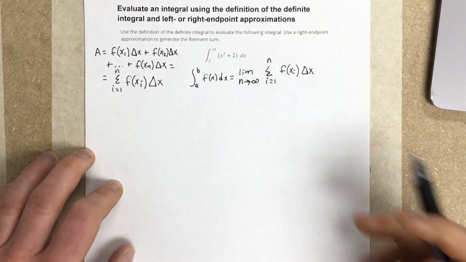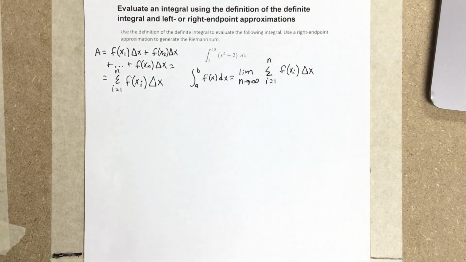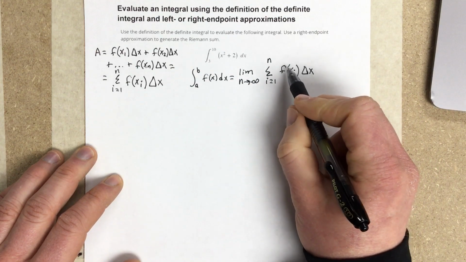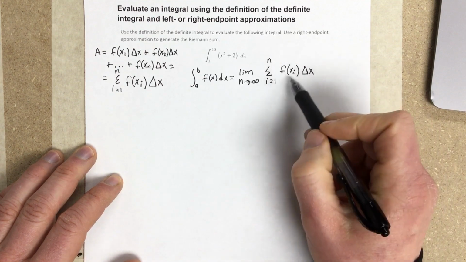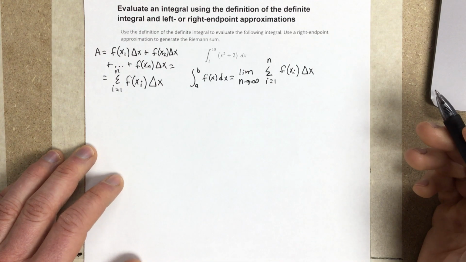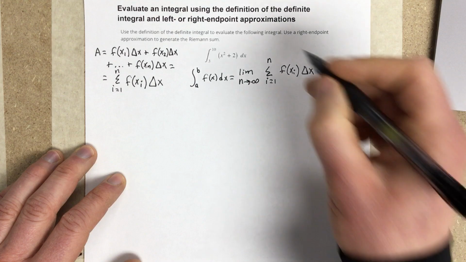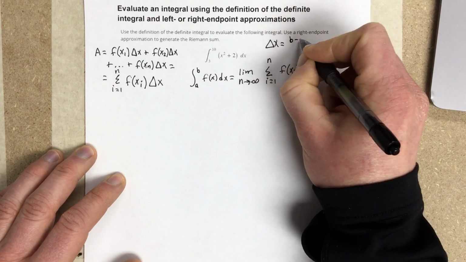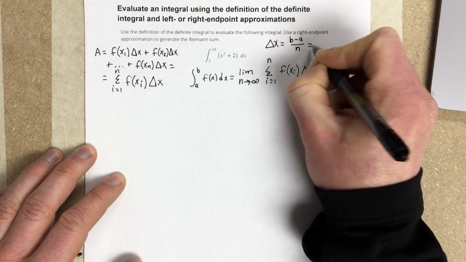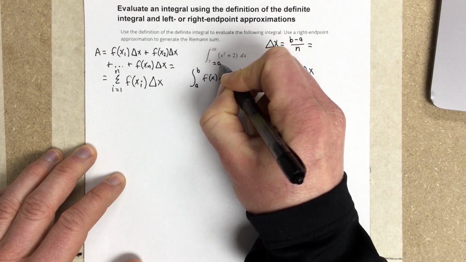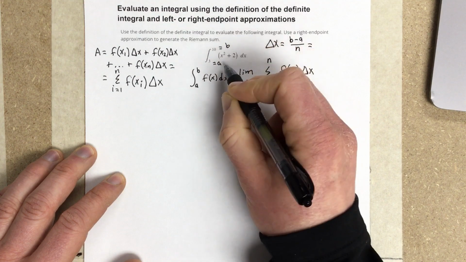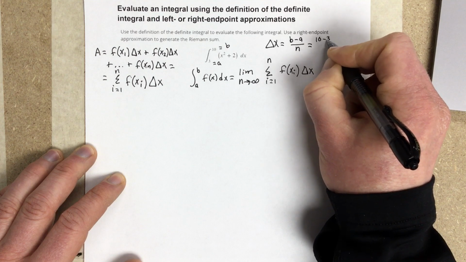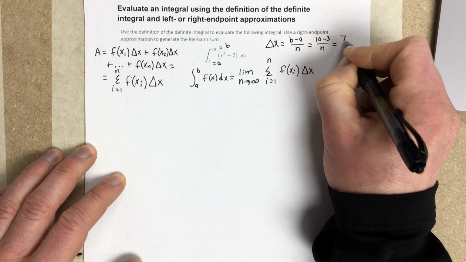So what we want to do to start this problem off is find change of x, find xi, and find f of xi. Once we get all that stuff, we can actually do the Riemann sum. So let's start by finding change of x. Change of x is equal to b minus a over n, where a is my lower bound and b is my upper bound. So I have 10 minus 3 over n, which is 7 over n for change of x.